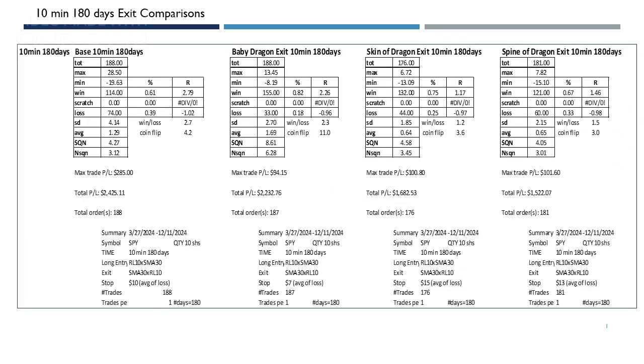Let's start by comparing the 10-minute exit strategies over 180 days. We have various strategies like base, Baby Dragon, Skin of Dragon, and Spine of Dragon exits. Each strategy shows different performance metrics such as total PL, win rate, and average PL per trade.